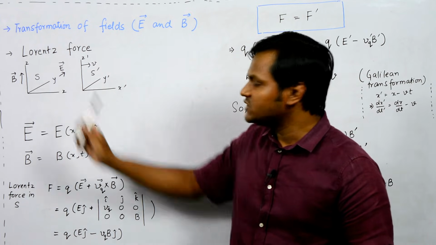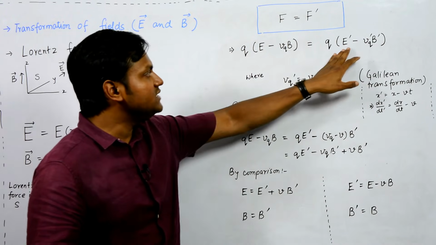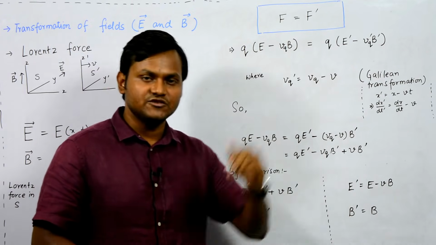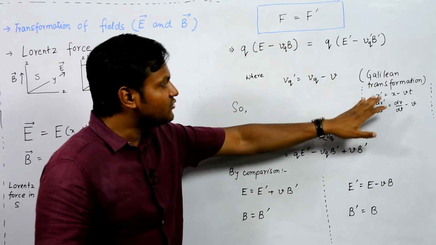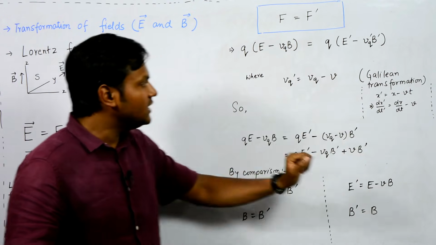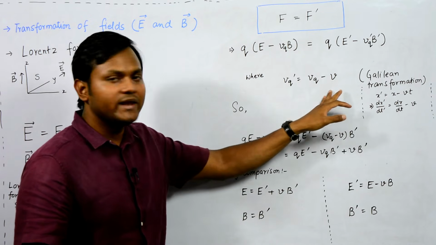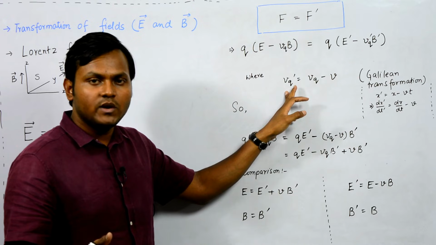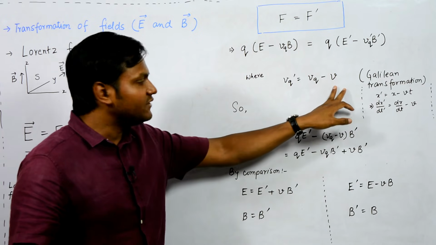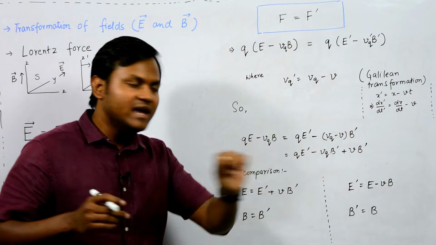What about the force experienced by the charged particle in the S dash frame of reference? In this case, I write that the electric and magnetic fields are E dash and B dash, and vq dash is the velocity of the charged particle in the S dash frame of reference. Now if I use the Galilean transformations, by taking the time derivative of x dash is equal to x minus vt, I can write the velocity addition theorem, which simply states that vq dash is equal to vq minus v, where vq dash is the velocity of the charged particle in the S dash frame of reference, vq is the velocity of the charged particle in the S frame of reference, and v is the velocity of the S dash frame of reference with respect to the S frame of reference in the x-axis.